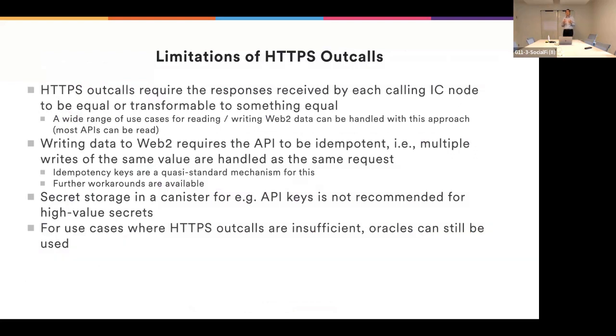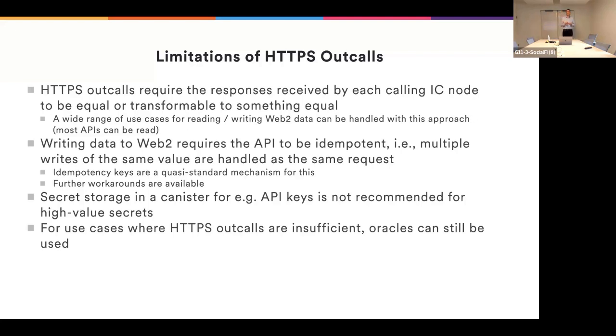So as I mentioned, it's applicable in all the situations where the responses of the server are equal or can be made equal. So if you make the same request from each replica, they are immediately equal, or you transform them to something equal, and then it works. What's sometimes problematic is writing to Web2 this way, because every replica of the subnet would make the same POST request, and for this to work, we need the API to be idempotent. For example, this can be reached by attaching an idempotency key. This depends on the service whether this is supported or not.